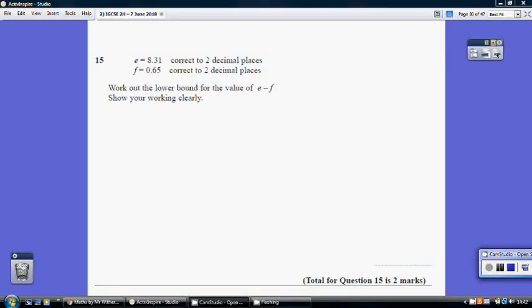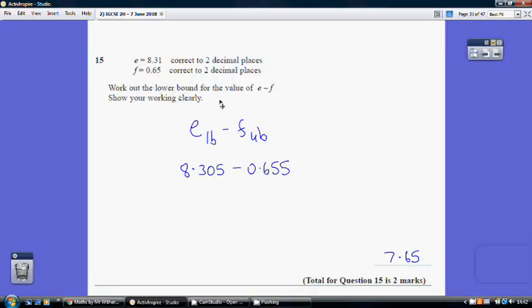Question 15. So to work out the lower bound when I'm subtracting, I need to have the smallest possible value for e, so the lower bound for e, and I'd need to take away the biggest possible number, so the upper bound for f. Now the lower bound for e, what's the smallest number that would round up to 8.31? Well, that's 8.305. And what's the upper bound for f? Well, that's 0.655. So pop that into your calculator and you get 7.65.